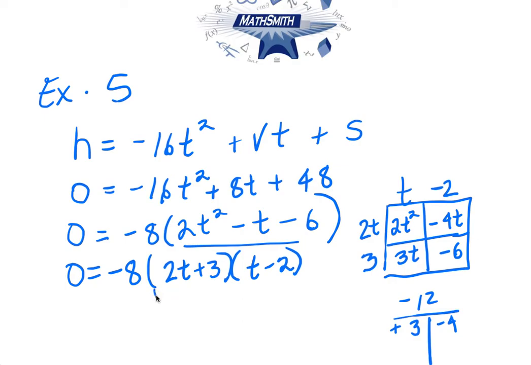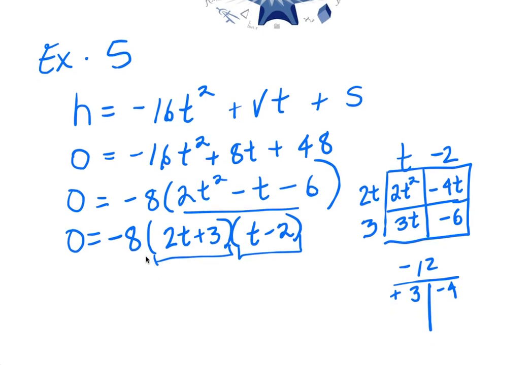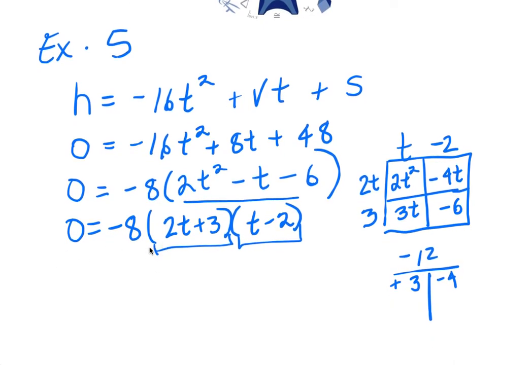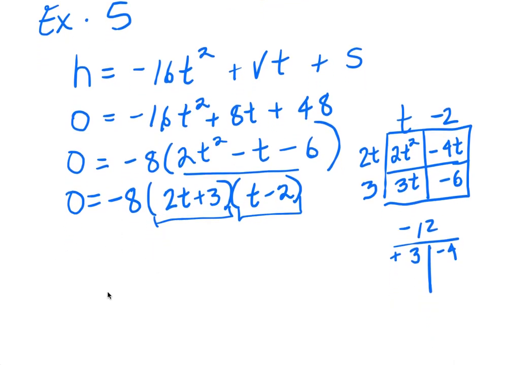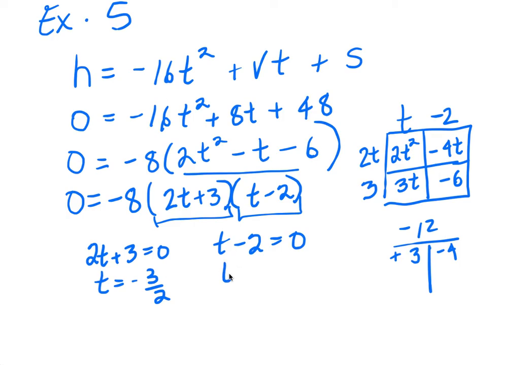You're going to still just set these to 0. The negative 8 doesn't do anything to it, because I could divide each side by negative 8 and it goes away. So you're going to set 2t plus 3 equal to 0, and t minus 2 equal to 0. Now you're going to solve for t. So subtract 3 and divide by 2, so t equals negative 3 halves. Add 2 to each side, you're going to get t equals 2.